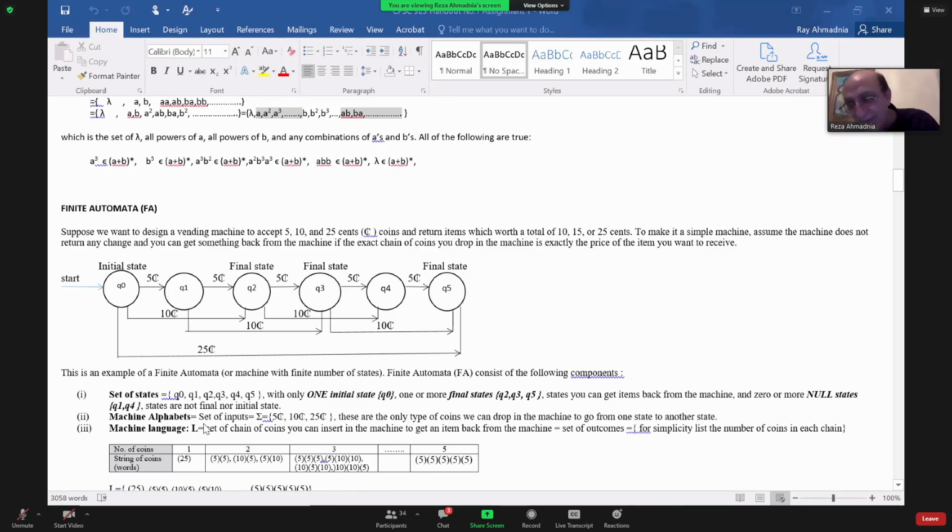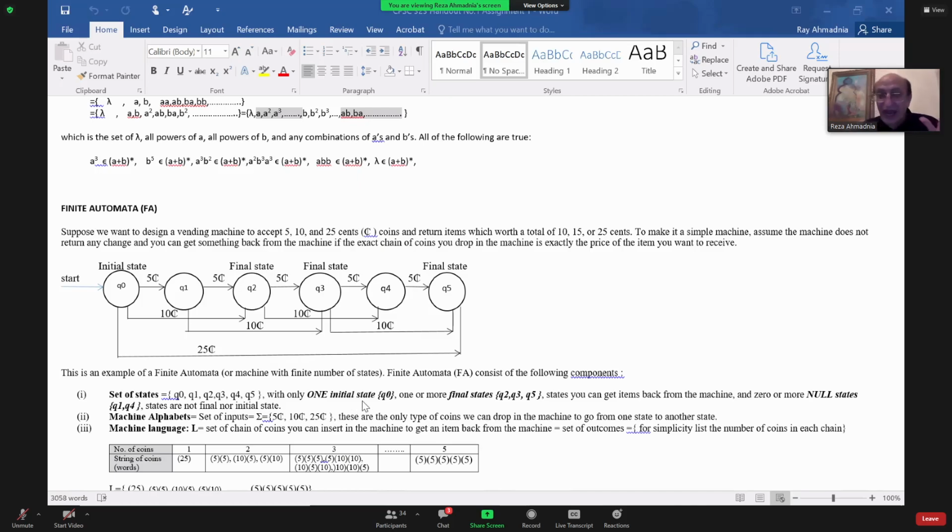The machine has an alphabet. What is the alphabet? The alphabet of the machine is the coins you can drop in the machine here. See, the machine doesn't accept a penny, so a penny is not in the alphabet of the machine. What is in the alphabet? I can drop 5 cents, 10 cents, and 25 cents coins. Therefore, the alphabet of this machine is 5, 10, and 25 cents coins.